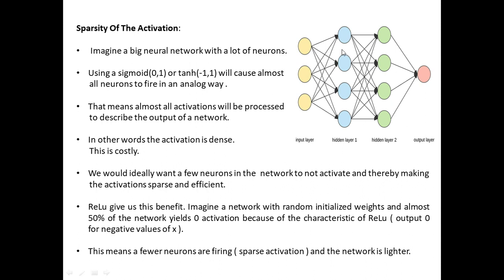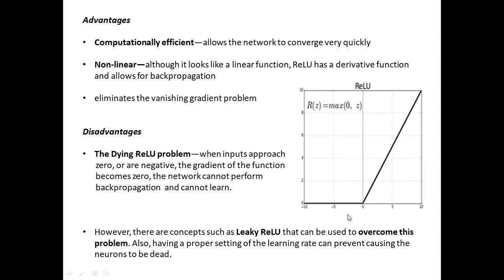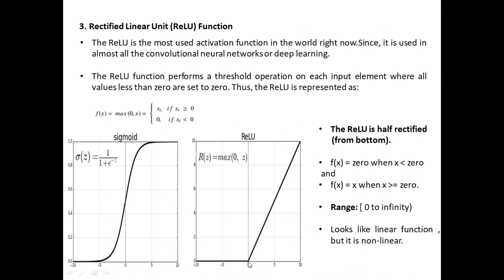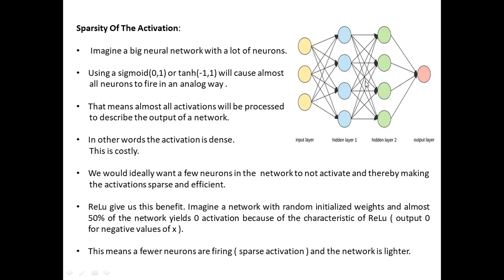Imagine a network with randomly initialized weights, where almost 50% of the network yields zero activation because of the characteristics of ReLU. The output of the ReLU is zero for almost 50% of the activations. For the other remaining 50%, the output you get is f(x). In this manner, the computation of these activation functions is sparse compared to the sigmoid and tanh functions. This means fewer neurons are firing, so activations are very sparse and the network is lighter.